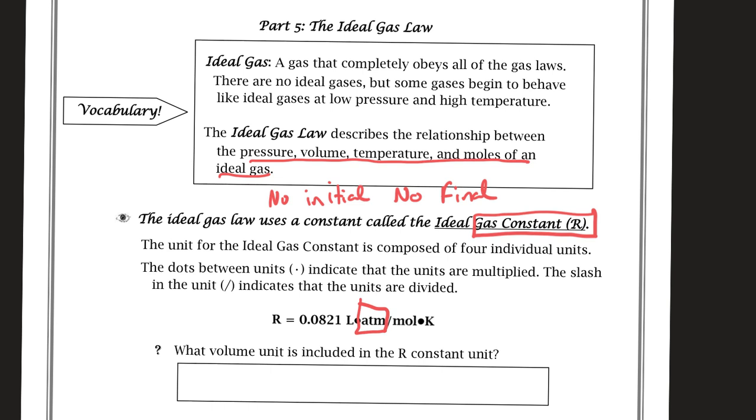Now, we typically write this unit as liters times atmosphere over mole times degree Kelvin. So it's usually not written in a long line like this. It's written more like a fraction. So when we're looking at this, what volume unit is included in the R constant? Well, that would be liters.